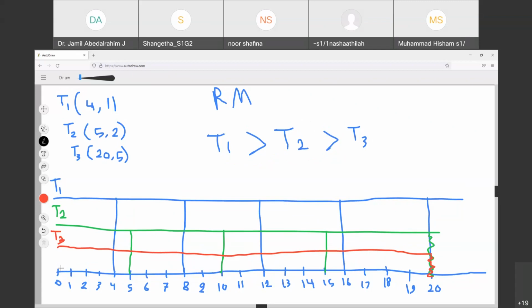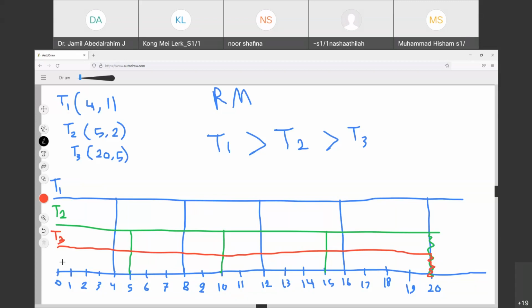First of all, we are here at 0. At 0, how many processes are ready to execute? Three processes, correct: task 1, task 2, and task 3. So this is the first step, to check how many ready processes are to be executed.